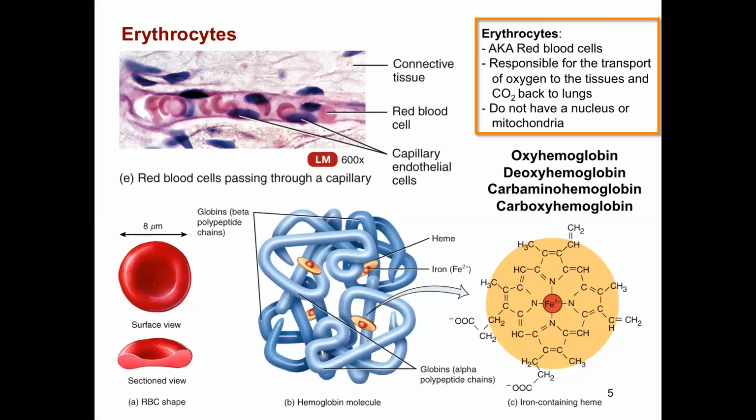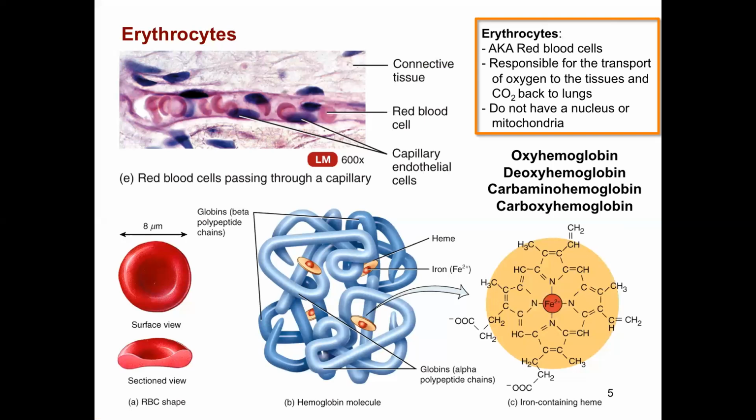Now, different aspects about erythrocytes that make them special. Well, they don't have a nucleus. And the other thing is that they don't have mitochondria. During development, they will have these things, but a fully formed erythrocyte will not have them. So let's think about why that is. And I went over this in class.